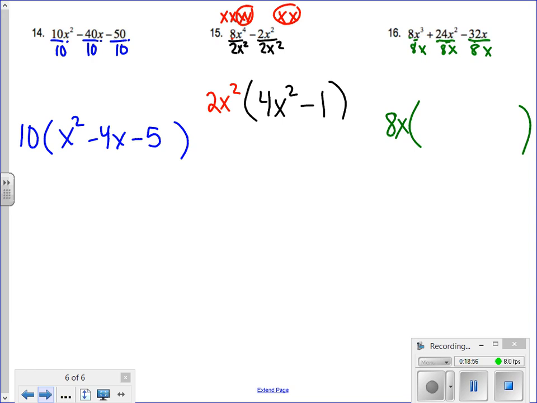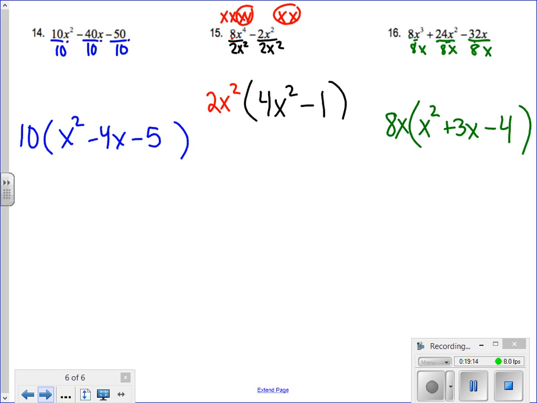8x cubed divided by 8x leaves me x squared. 24x squared divided by 8x leaves me plus 3x. And negative 32x divided by 8x is minus 4.